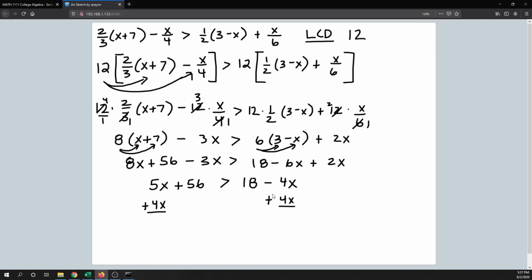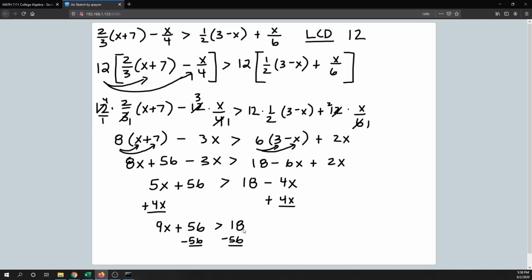And when I do that, I get 9x plus 56 is greater than 18. Okay. All right, and so now you can see I have every term with an x over on the left side, every term without the x, not yet over on the right-hand side. There's still one thing I have to do and move this 56 over by subtracting 56 from both sides.